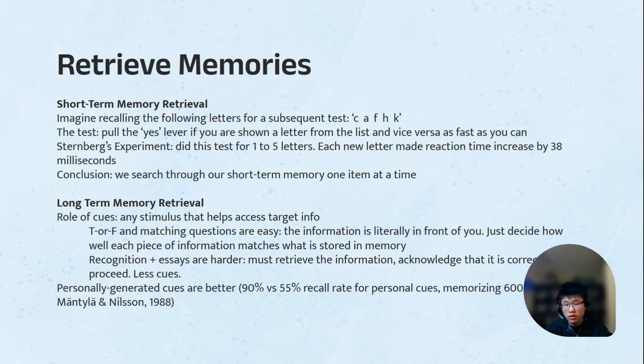Now, personally generated cues are better than cues other people give to you. For example, if you're asked to memorize 600 words, which was an experiment done previously, if for every single word you are given 3 synonyms or other cues by other people, you will have a success rate of about 55% when you're trying to recall. However, if for every single word you yourself determine what other synonyms and cues you want to use to remember those words, you will have a very high success rate of 90%.